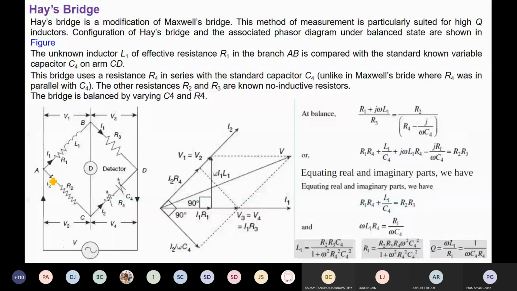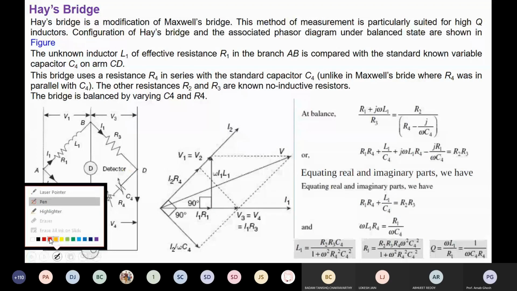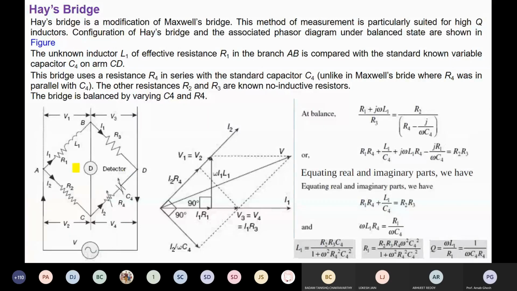Which one is your unknown portion? Definitely it is your unknown inductance L1. For your unknown inductor L1, you can see the figure. The unknown inductor L1 has an equivalent series resistance R1, and it is given in the AB branch.